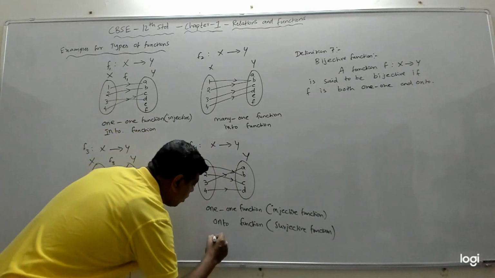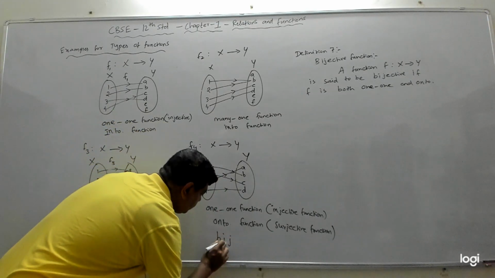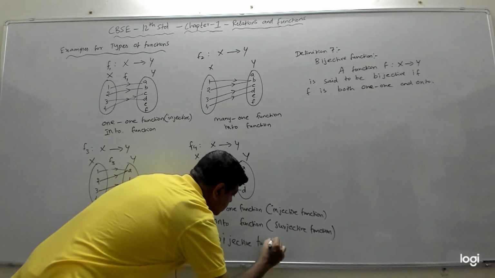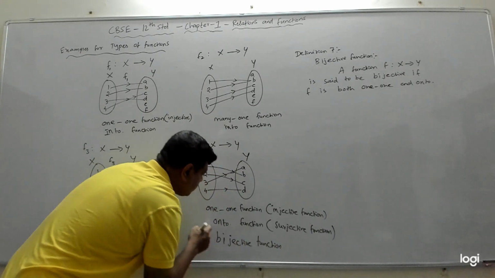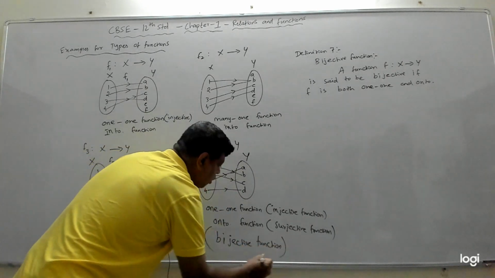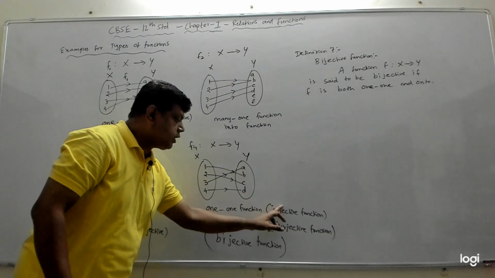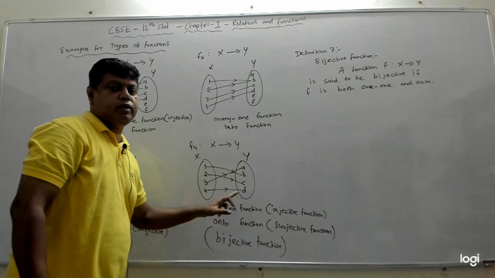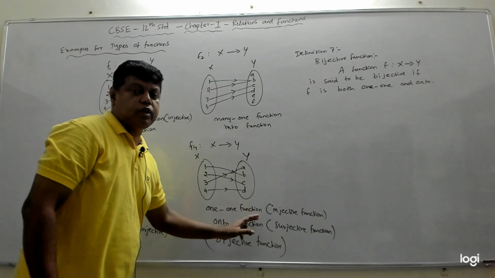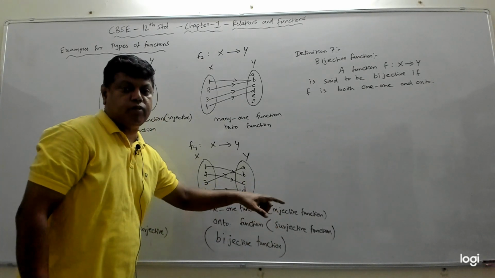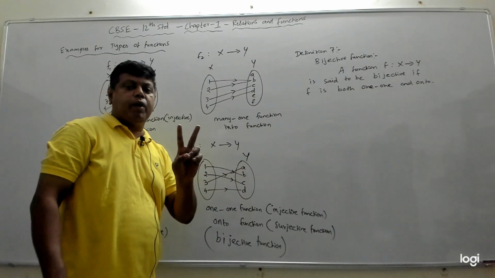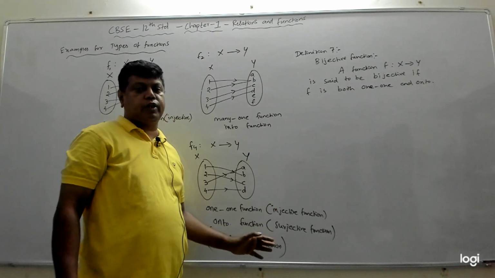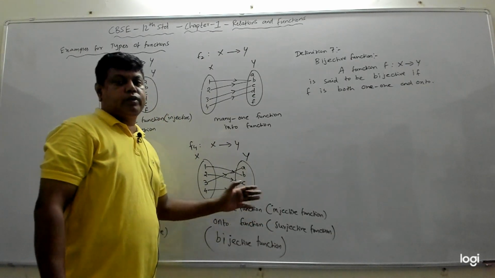So this is called a bijective function because f is both one-to-one and onto. It is both injective and surjective. Injective means one-to-one, surjective means onto. A function which is both injective and surjective. That's why it's called bijective. Bi means two. Bijective means it is both injective and surjective.